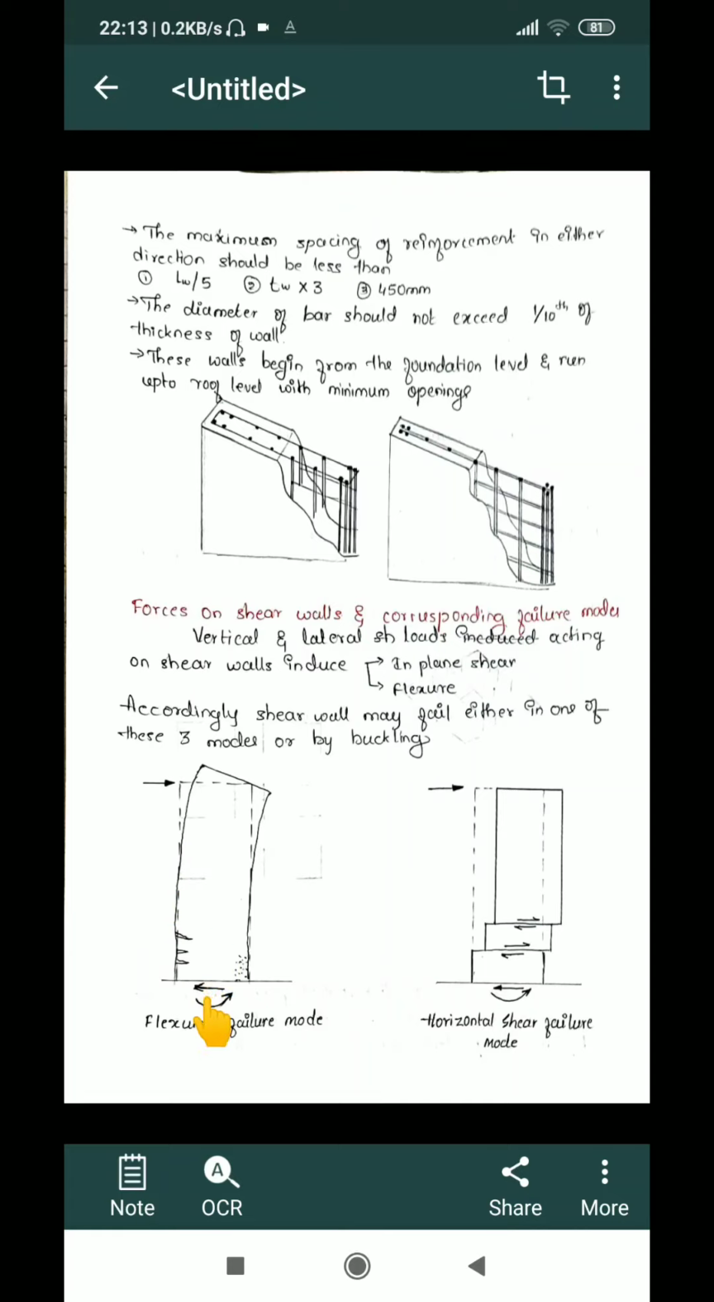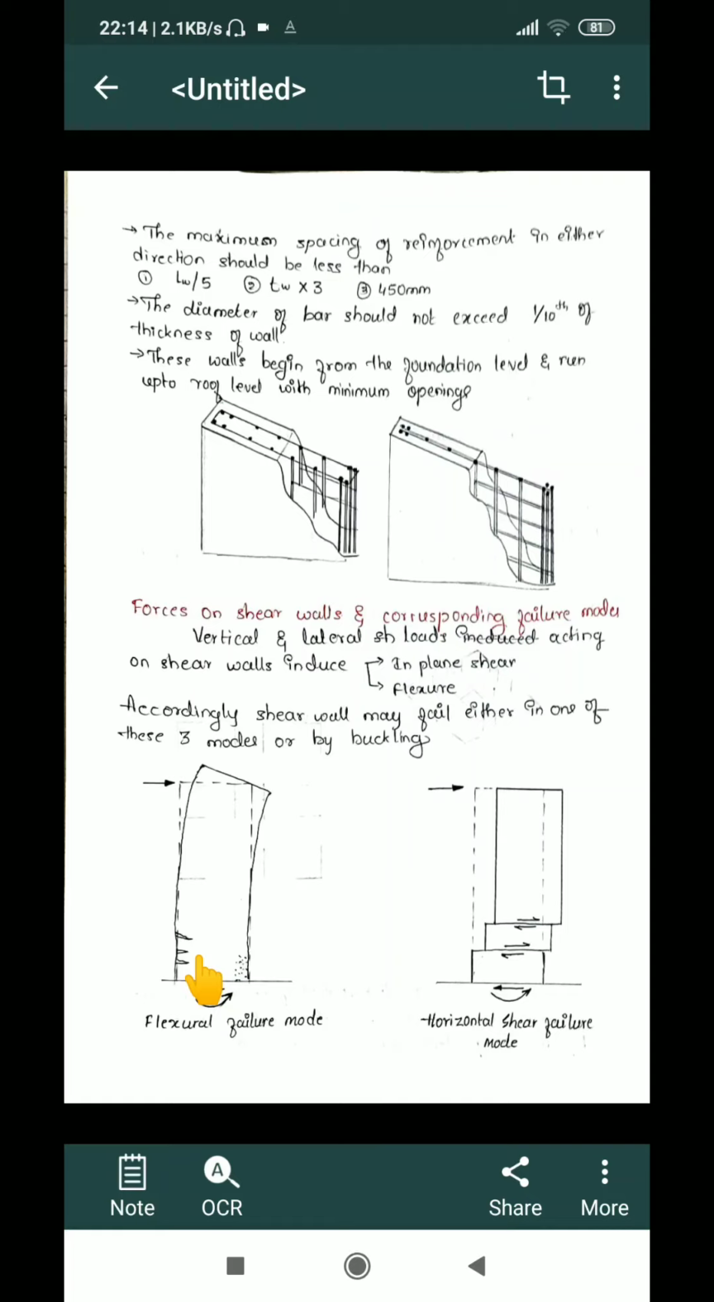So whenever a lateral force is applied on a building, if the foundation is very intact and the entire building is very stiff, or the entire building is acting as a single unit, then when a load is applied, this building will bend exactly like a cantilever beam. So this shear wall, when a load is applied, is going to bend like a cantilever beam.